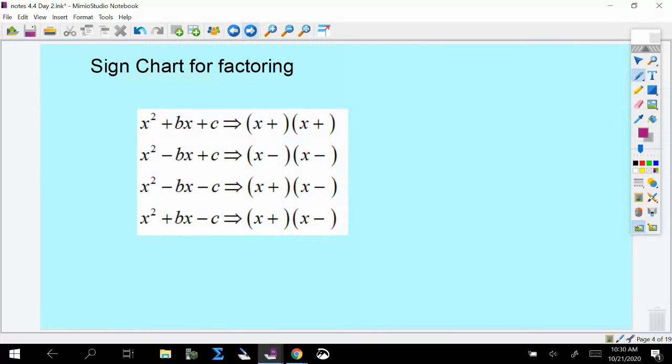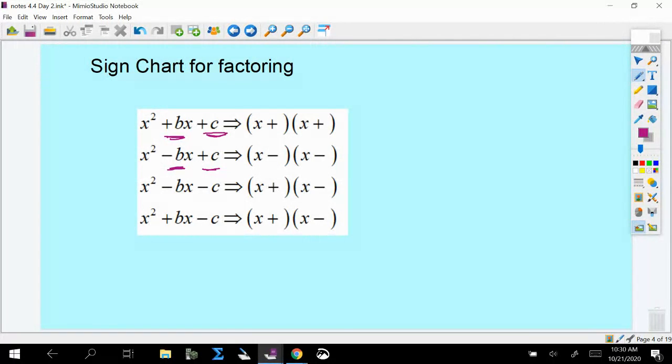I like to show students a sign chart. Sometimes it helps them figure out what signs we are working with, positive numbers or negative numbers. So if your C is positive and your B is also positive, you are looking for two positive numbers that add to get a positive and multiply to get a positive. If your C is positive, but your middle term is negative, then that means both of your values must be negative, because we need to multiply to get a positive, so they need the same sign, and we need to add them and get a negative.